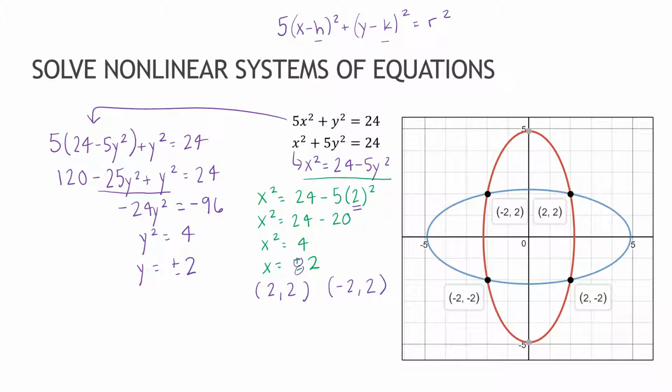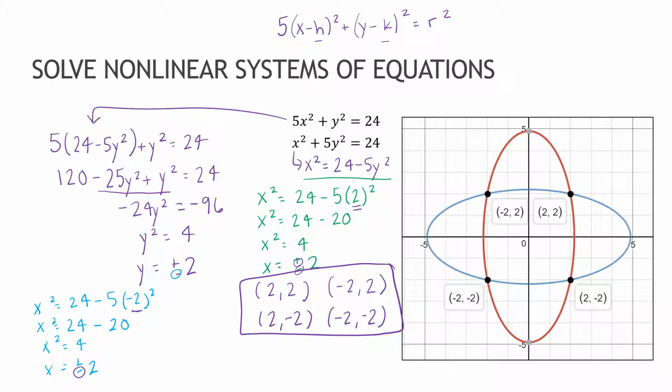Now let's do the same for negative 2, because I've only used positive 2 so far. X squared equals 24 minus 5 times negative 2 squared. And obviously we can see this is going to work out to be the exact same thing as we had before. X squared equals 4, x equals plus or minus 2. That's still going to give me a positive 2 comma negative 2 and a negative 2 comma negative 2. So there's my 4 solutions to this system of nonlinear equations.